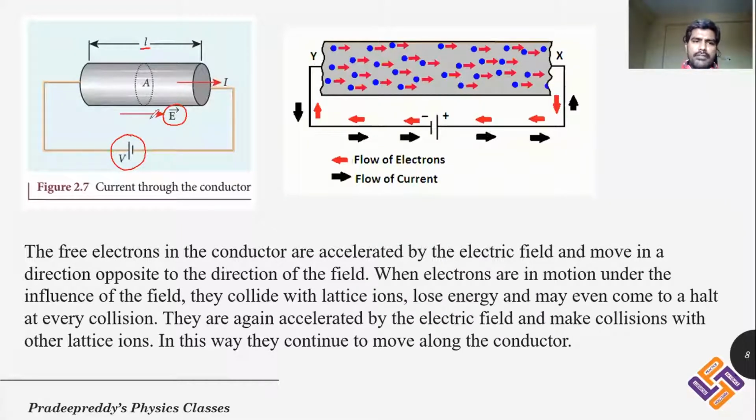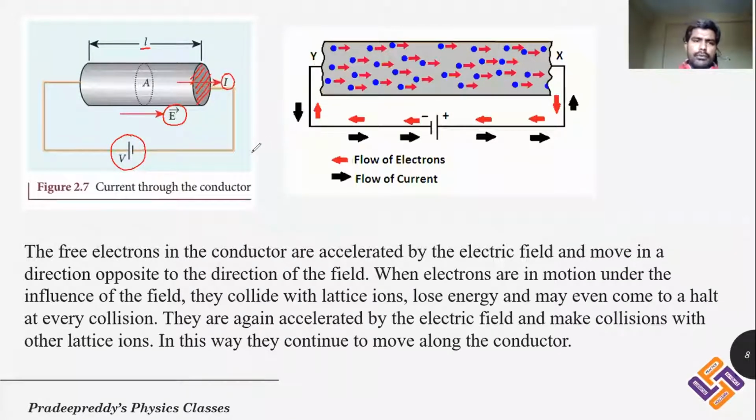So the electric field is pointed here, along the length L throughout, and this is the area of cross section. As electric charge flows through this area of cross section, you need to calculate this total area of cross section through which current flows. So I is the current passing through the circuit.